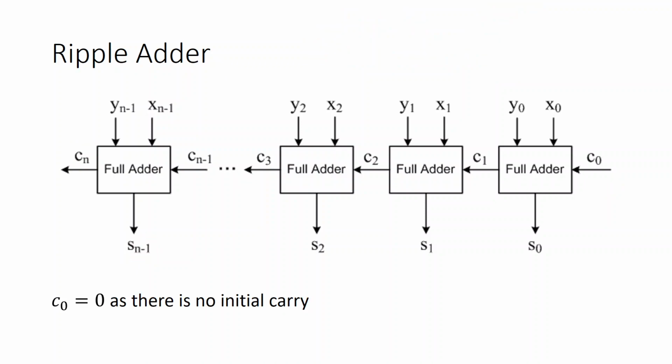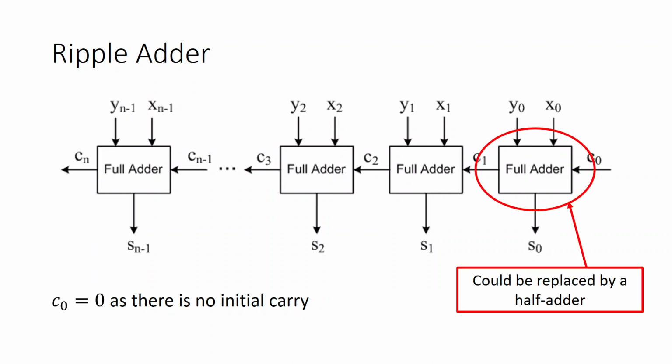But now you note one thing: C0 is 0 since there is no initial carry. So this particular full adder can also be replaced by a half adder. So if you have an n bit word to add using a ripple adder, one can ask the question, how many full adders you need. So the answer is, we don't need n number of full adders. We can do with n minus 1 full adders and an additional half adder. Okay, so that would be your answer then.